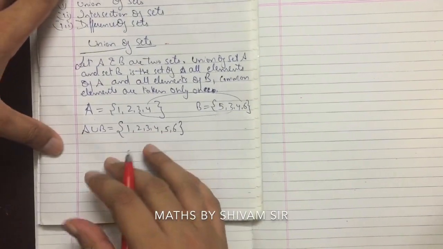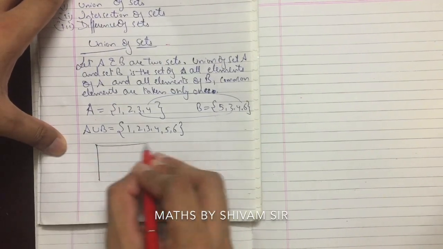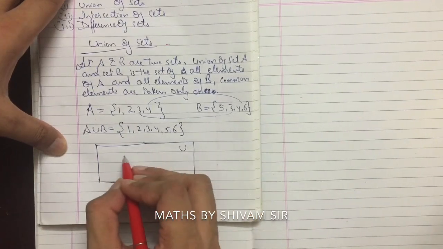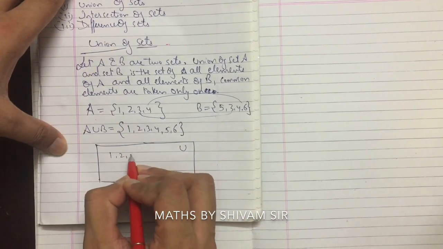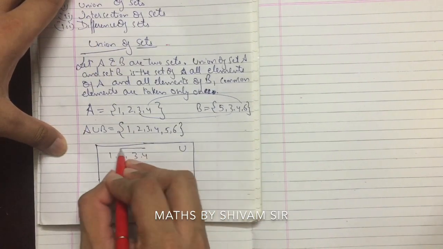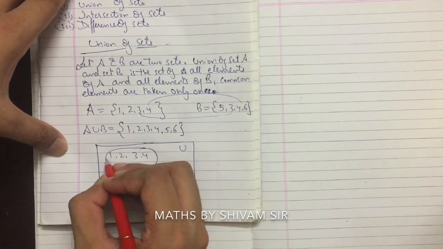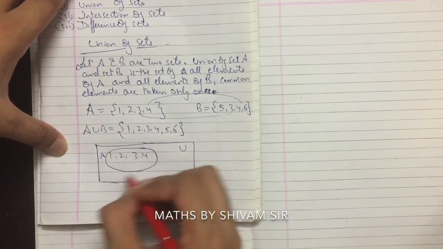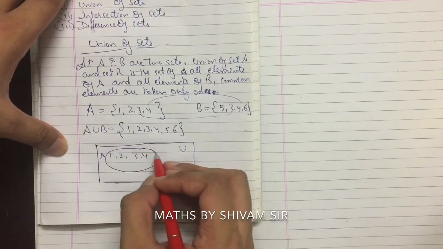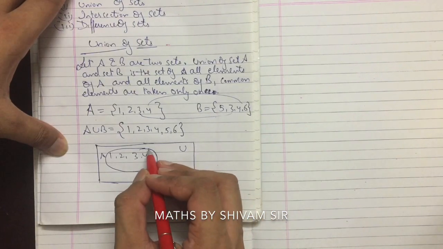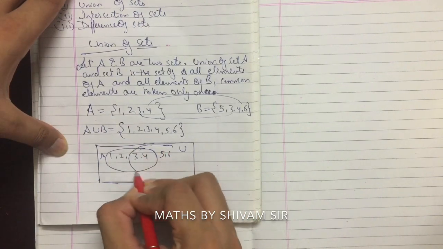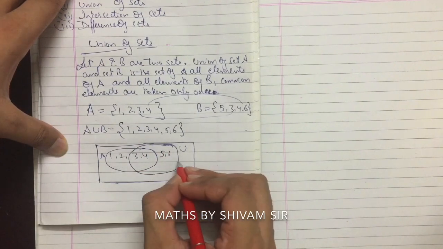If we want to represent it using a Venn diagram, let's say this is a universal set, and 1, 2, 3, 4 is set A, and it will be a circular shape. B will be 5, 3, 4, 6. So 3, 4 is already there, and 5, 6. So this set will be set B. This is set A, this is set B.